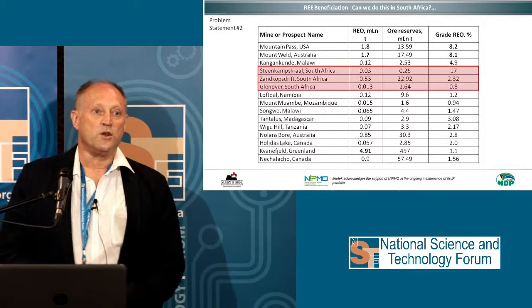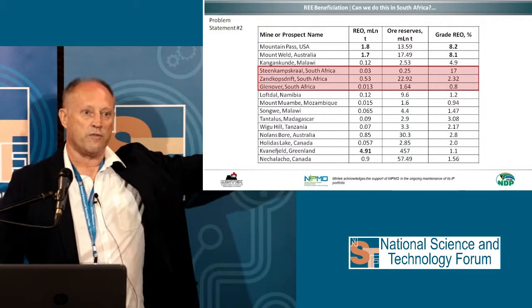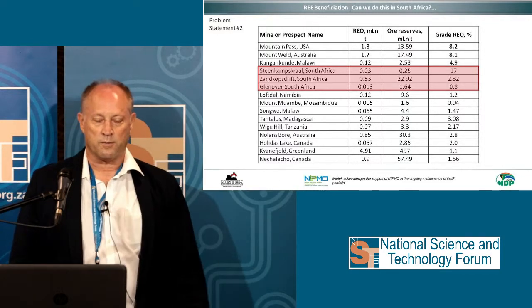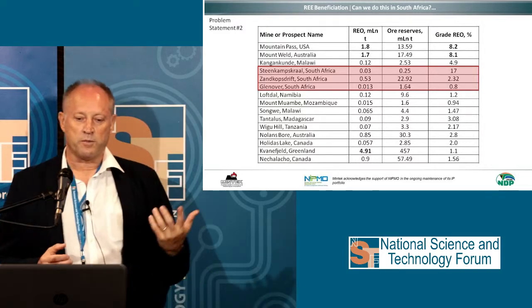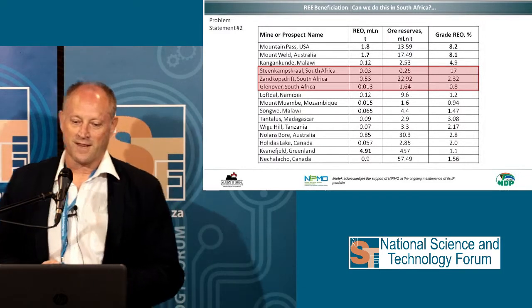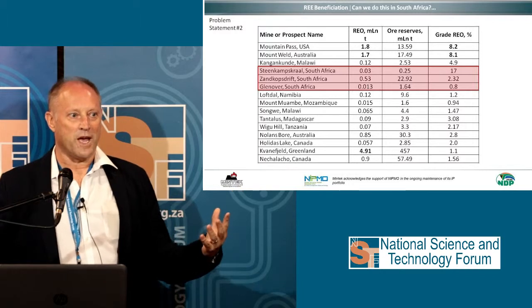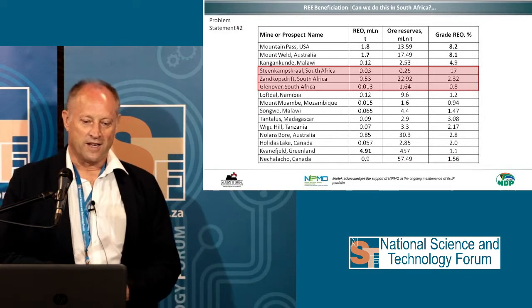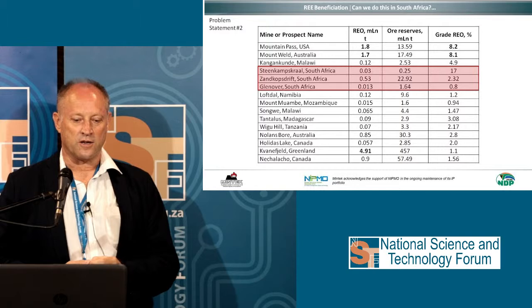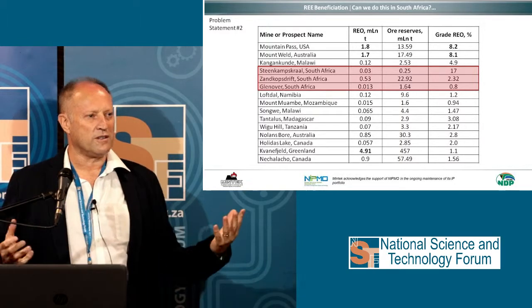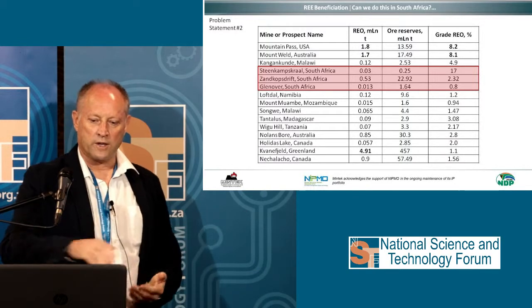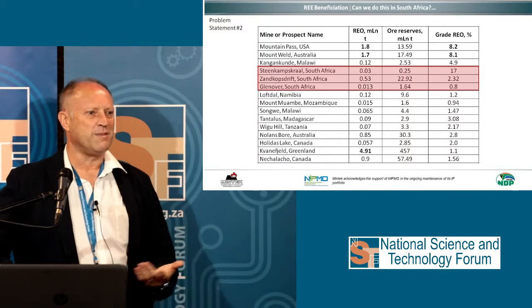So problem statement 2 for South Africa. Okay, so there's a lot of money that we need to invest. The second problem statement really is, do we have the rare earths to do this? I've told you about Steenkampskraal, Zandkopsdrift, and there are several, but they're all small. Have a look at that. 0.03 million tons.